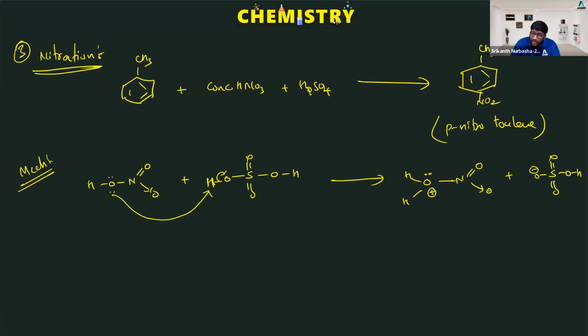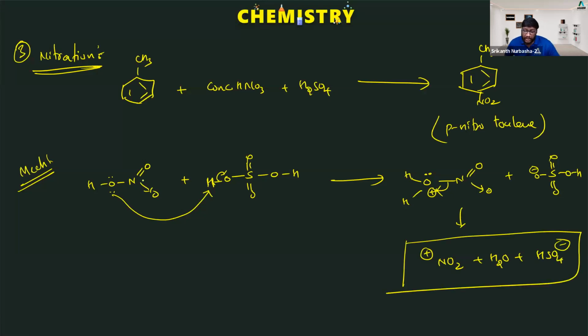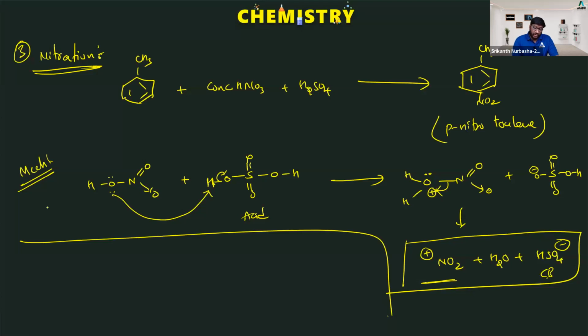The nitrogen-oxygen sigma electron density is now given to oxygen, because loss of water will happen, since oxygen having a positive charge is not stable. So we'll get NO2 with a positive charge on nitrogen and H2O, along with HSO4 minus. So whenever we have HNO3 and H2SO4 added, the electrophile generated is NO2 plus; H2O and HSO4 minus are released. H2SO4 is an acid, so HSO4 minus is the conjugate base. Yes or no? This is step 1.